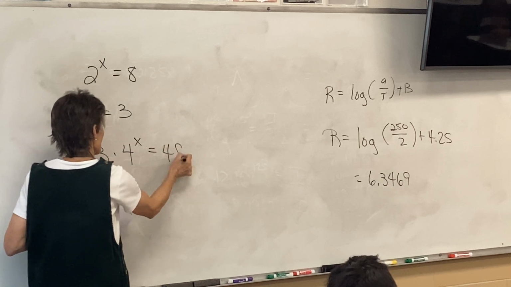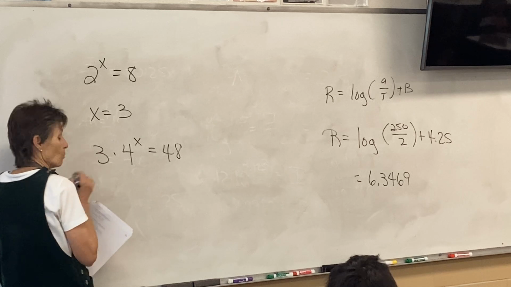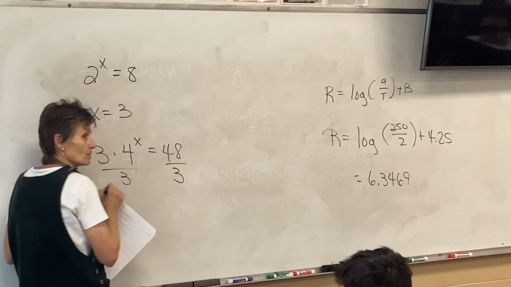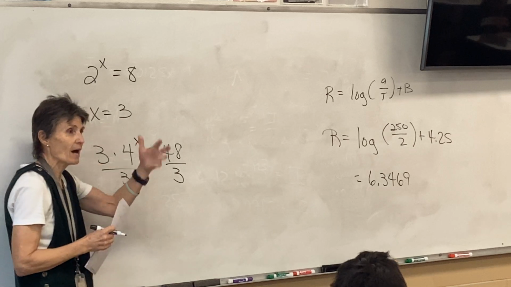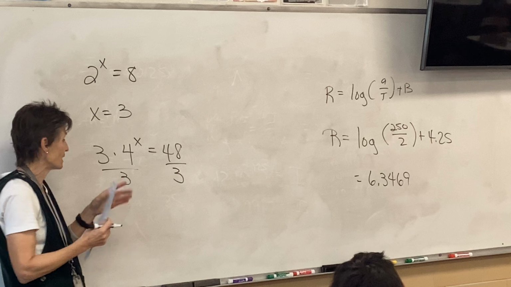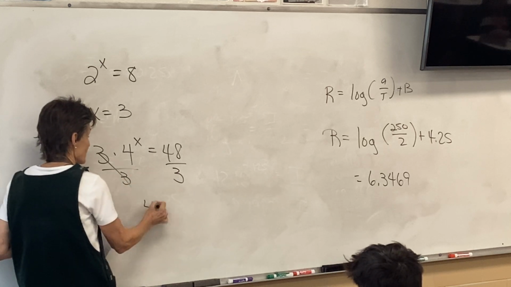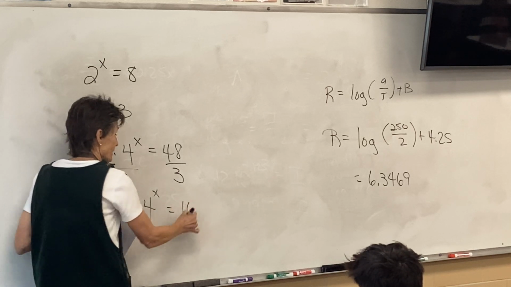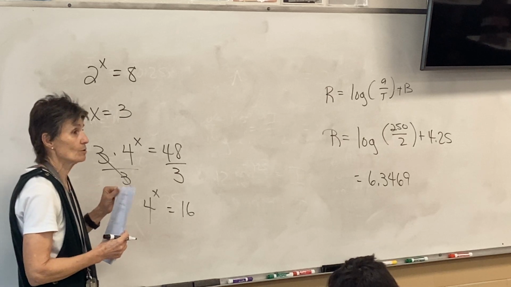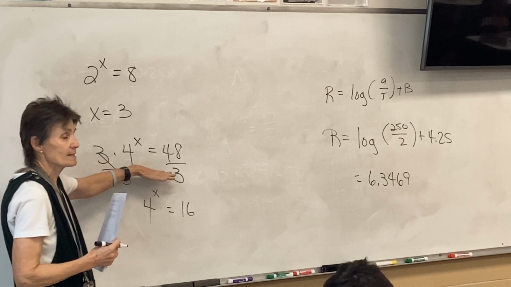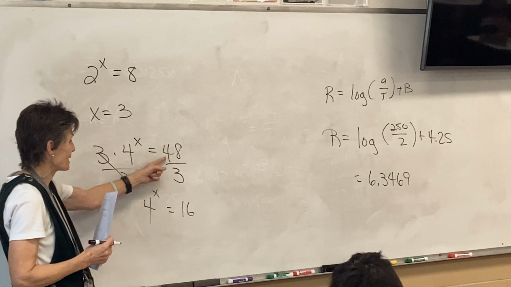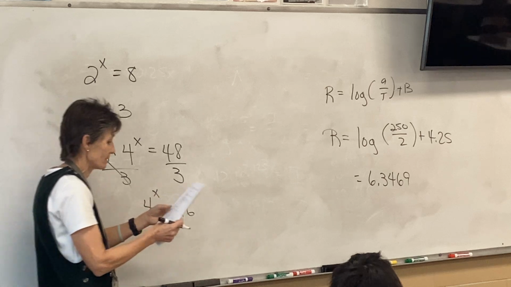Now B adds a little wrinkle. What do you think about this one? 3 times 2 to the x. So what am I going to do first? Divide by 3. Some of you just eyeballed it and guessed, and that's fine. But in terms of actually solving it, you're going to need to get rid of that 3. It says 4 to the x equals 16, and now we know x is 2. If you could look at this and say 2, that's fine, but in terms of solving it, we want to divide by that 3 and get that 3 out of there.